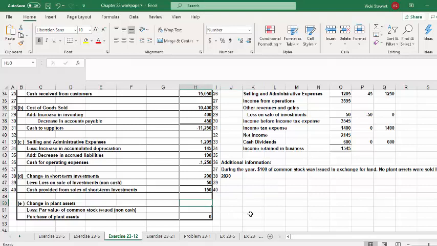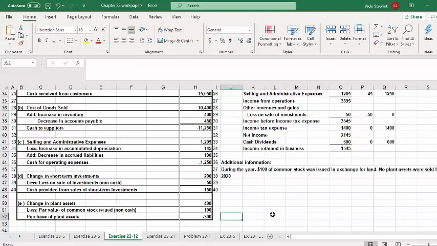Also, the comparative balance sheet showed that the plant assets changed by $400. But the problem tells us that during the year, $100 of common stock was issued in exchange for land. So that would mean that $100 of that increase in plant assets did not involve the payment of cash, so we would need to subtract that amount to determine the actual amount of cash that was paid to purchase plant assets.